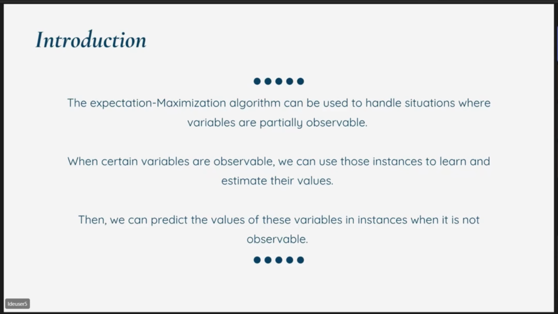And we can predict the value of these variables in instances when they are not observable. Based on the partial data you have, you are going to make predictions about the other remaining data which do not have any solutions associated.